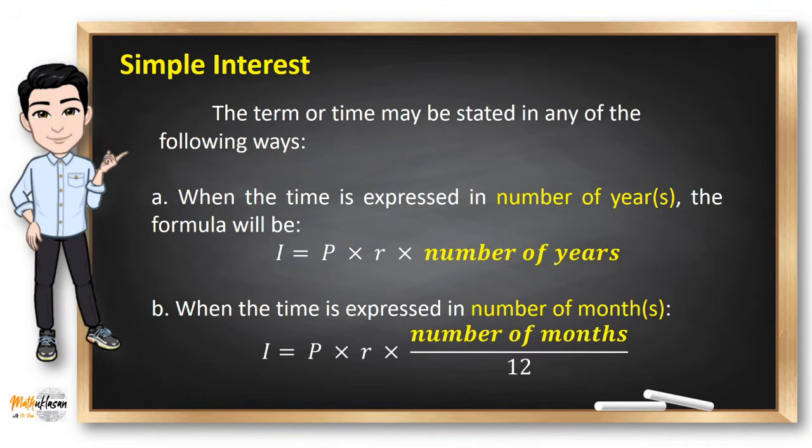As I mentioned a while ago, the time T is always expressed in years. So, if ever the number of months is given, you can use the formula number of months divided by 12.